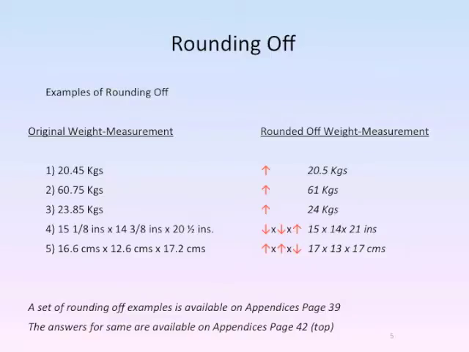16.6 centimetres by 12.6 centimetres by 17.2 centimetres. The 16.6 centimetres is rounded up to 17 centimetres. The 12.6 centimetres is rounded up to 13 centimetres. And 17.2 centimetres is rounded down to 17 centimetres.